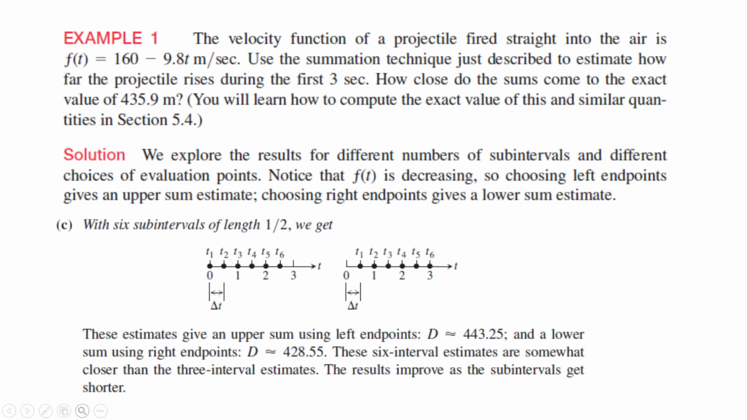See the error? And with 6 subintervals of length 1/2, the estimate using left endpoints gives an upper sum, and you can do it yourself, I urge you to do it yourself. And the lower sum gives us the distance traveled 428.5. So these 6 interval estimates are closer than the 3 interval estimate. So the results improve as the subintervals get shorter, or the number of rectangles increases.